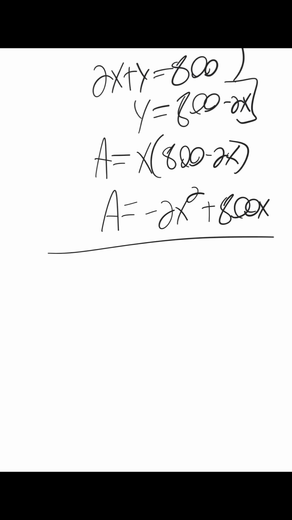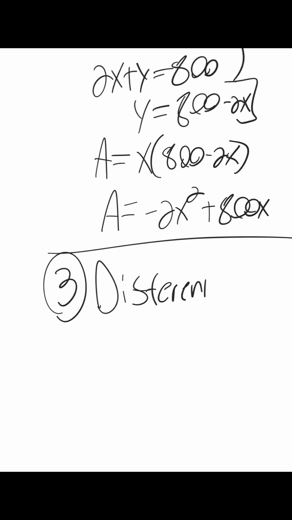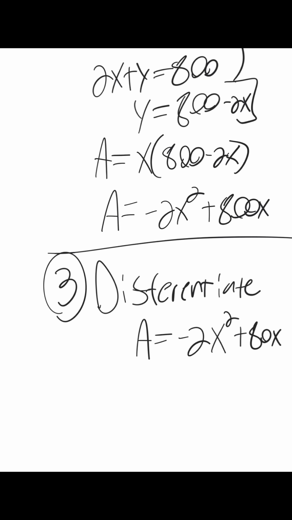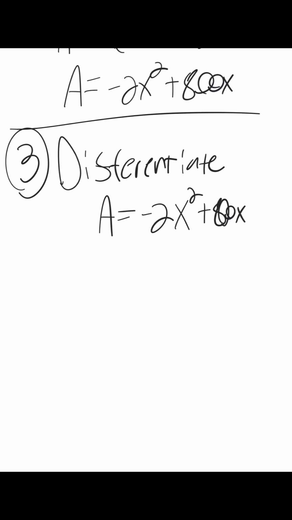And then the next thing that we want to do, step number 3, we want to find the derivative of the area function, A equals negative 2x squared plus 800x. So what is the derivative of that? Well, the derivative of that gets you negative 4x plus 800.